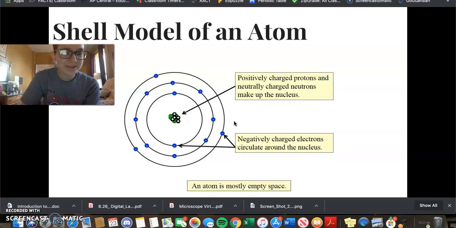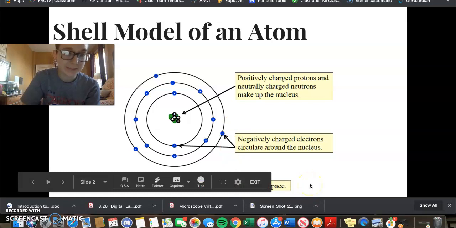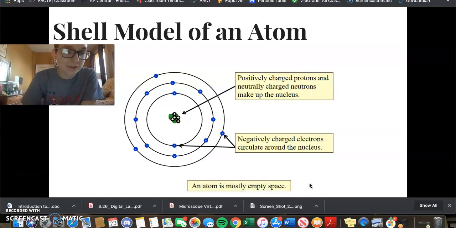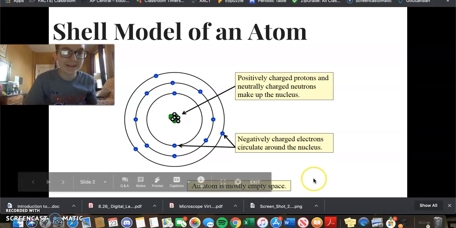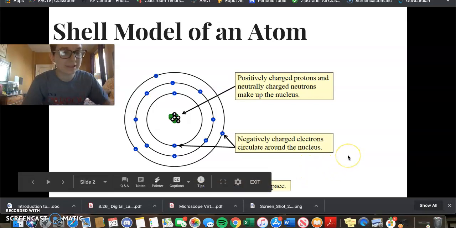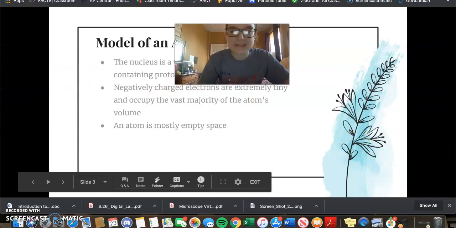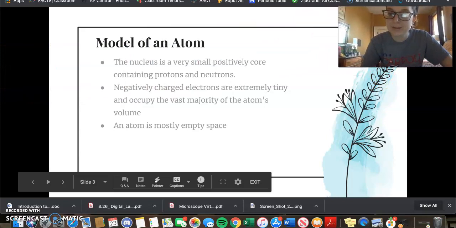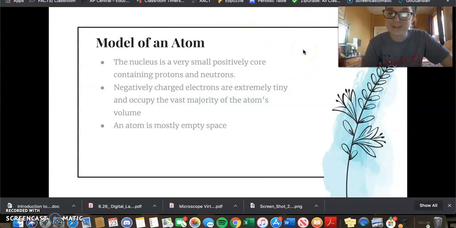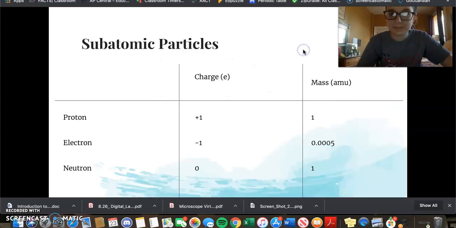With this, we also notice that atoms are mostly empty space. There's a lot of space around there, and also keep in mind that these electrons are moving around rapidly, so there's a lot of empty space in an atom. So this slide sums up all that we determine considering the shell model of an atom. Nucleus is very small but positively charged. The negatively charged electrons are very tiny and surround the atom, and an atom is mostly empty space.